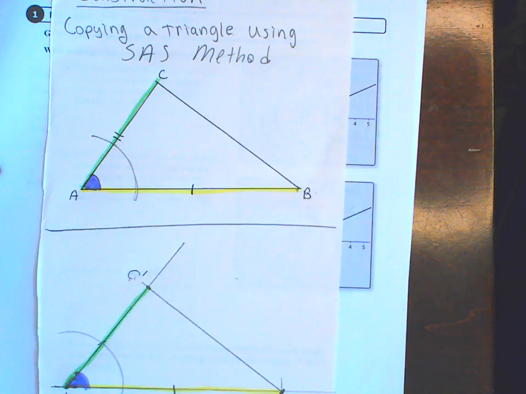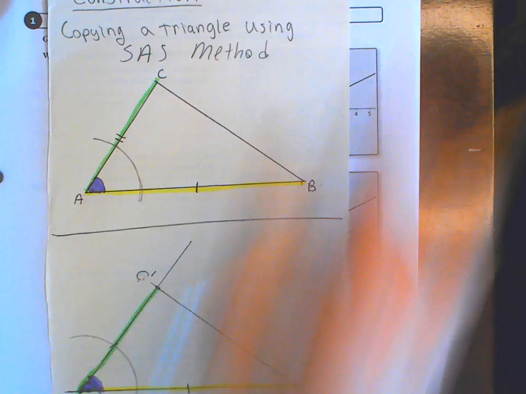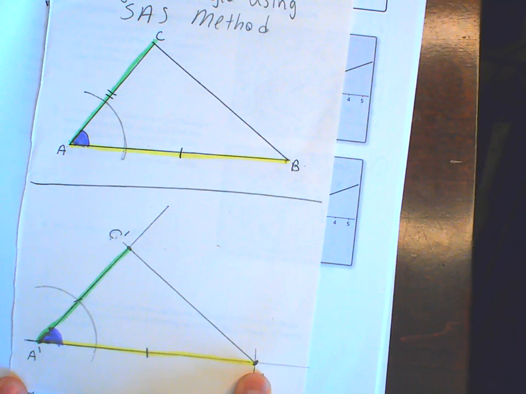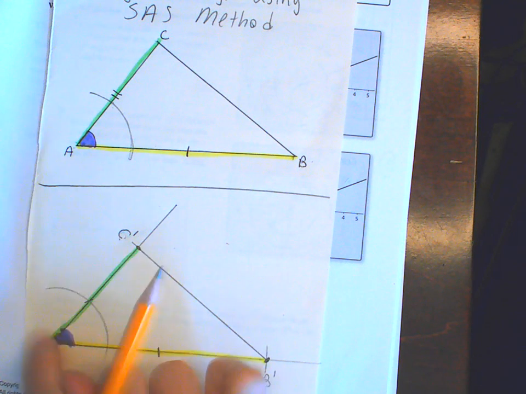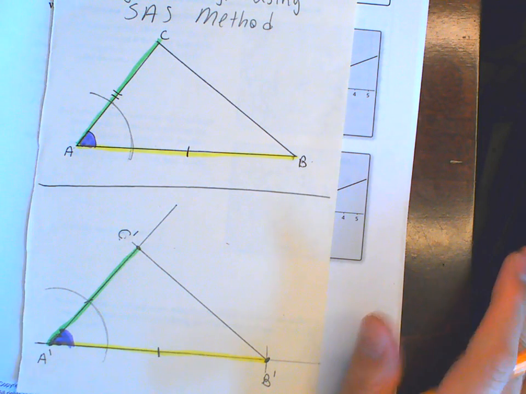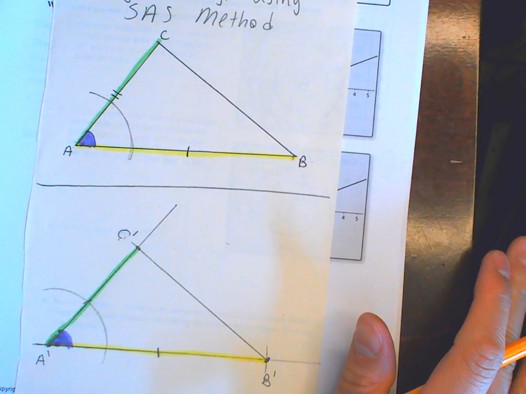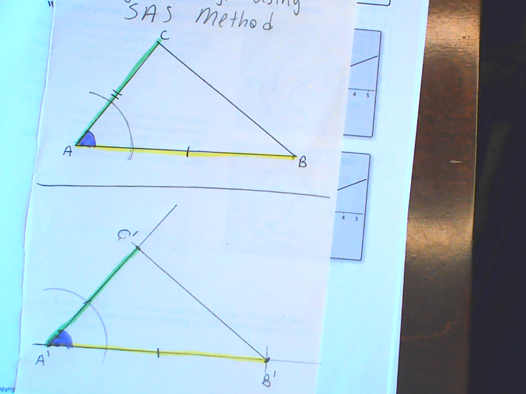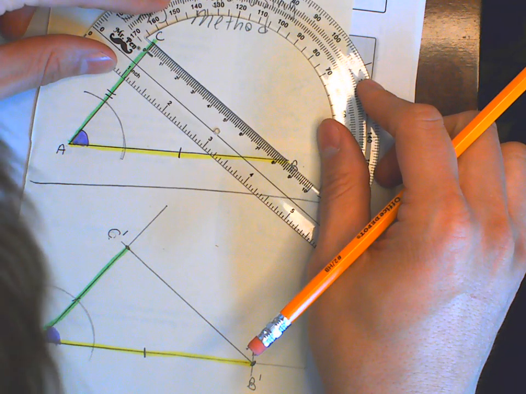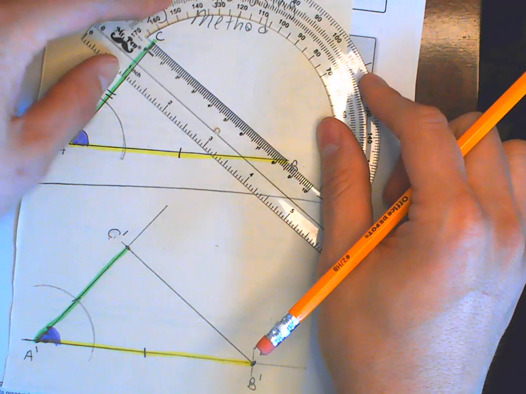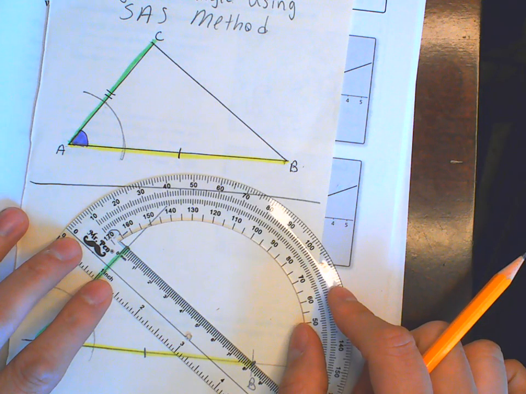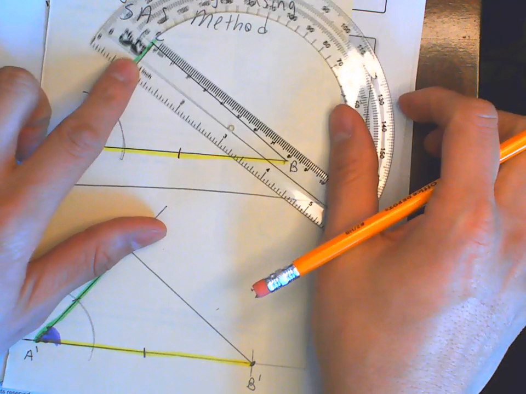Well, here's the thing. I only copied the side, the angle, and the side. So if these two happen to have the remaining parts congruent, then they're going to be congruent. So let's verify that. If I look at BC, and if I were to measure BC, BC is about 8.3 centimeters. Now this one is also about 8.3 centimeters. Okay, it's not going to be exactly the same, guys, so don't worry about it if it's not the same.